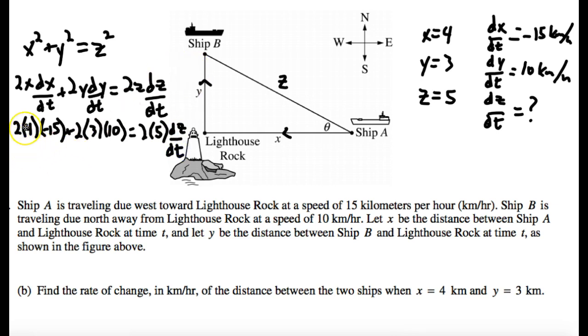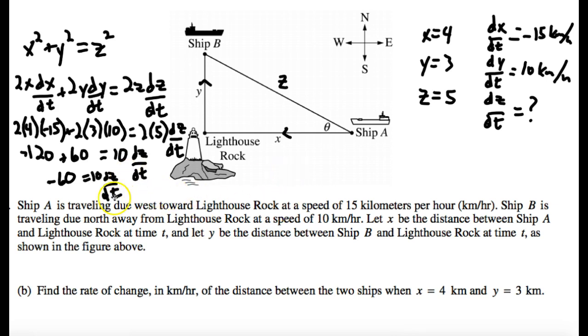So 2 times 4 times negative 15 gets us negative 120. And that would be plus 60 equals 10 dz dt. So we've got negative 60 equals 10 dz dt.